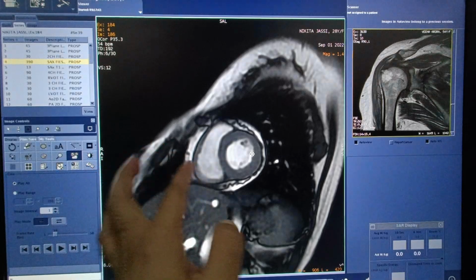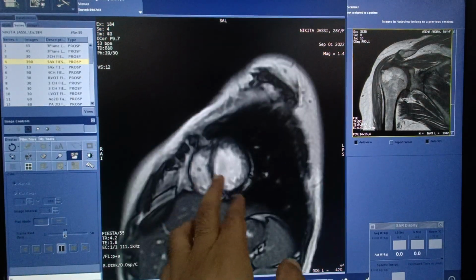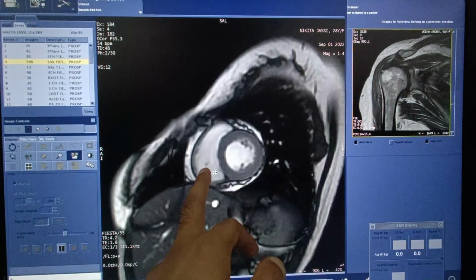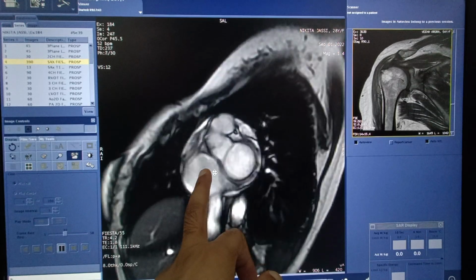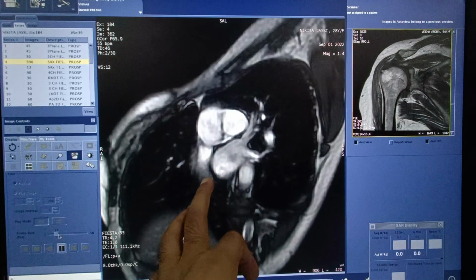This is a systolic and diastolic. When we run the frame rate of the short axis view, you can see here the end of systolic and the end of diastolic phases of the heart, and you can easily identify any finding of the left ventricle.